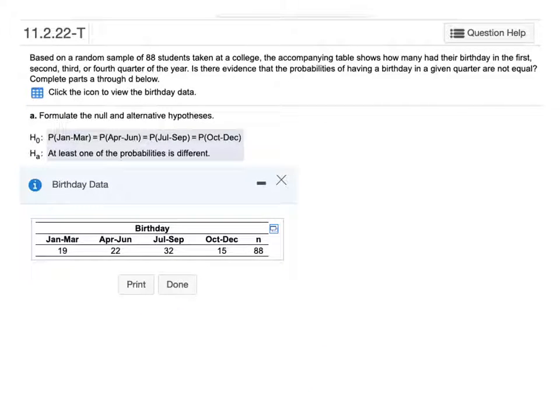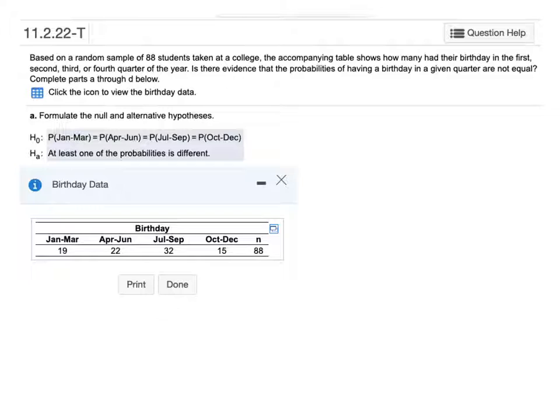Here's a quick walkthrough of problem number 12 on the homework on chi-square testing. This is similar to the one we did in class, number 11, but this one has more categories, so it seems like there are more choices to be made. We're testing whether the probabilities of having a birthday in a given quarter are not equal. In other words, are people's birthdays evenly spread out throughout the year? They're looking at the first, second, third, and fourth quarter of the year.